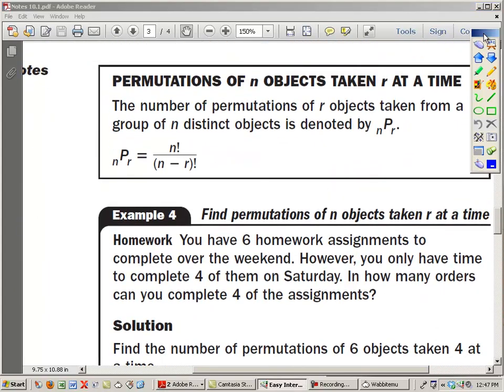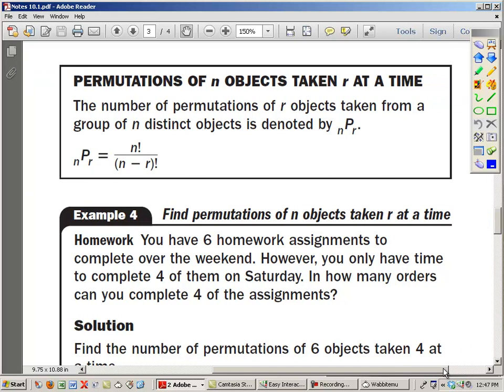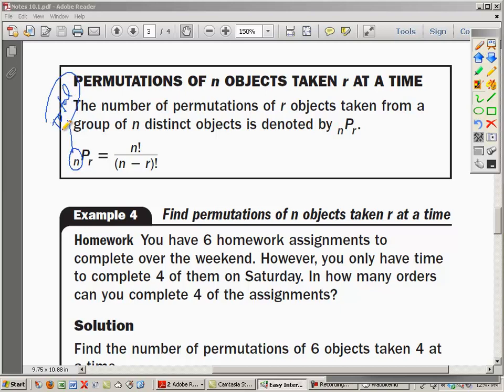Let's talk a little bit about this idea of permutations. All right, it says the permutation of n objects taken r at a time. So n is the total number of objects, and r is the number we get, or the number we choose, or however you want to say that. But it's the number of objects being taken at a time. So, for example, the last problem we just worked on, we had 8 possible teams, and we were choosing 3 at a time. All right.